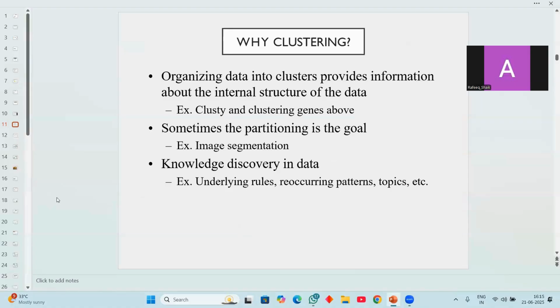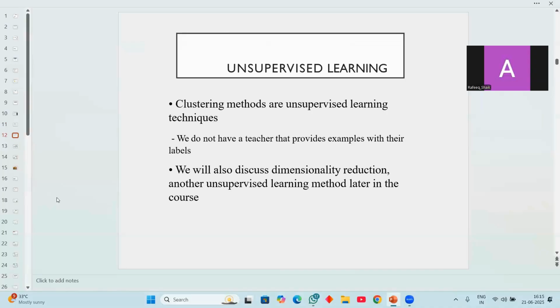Sometimes the partitions themselves are the goal, for example image segmentation, or knowledge discovery in data, understanding the rules and recognizing patterns, topics, etc. Clustering is also an unsupervised learning technique. We do not have a teacher that provides examples with their labels. We will also discuss dimensionality reduction and other unsupervised learning methods later in the course.